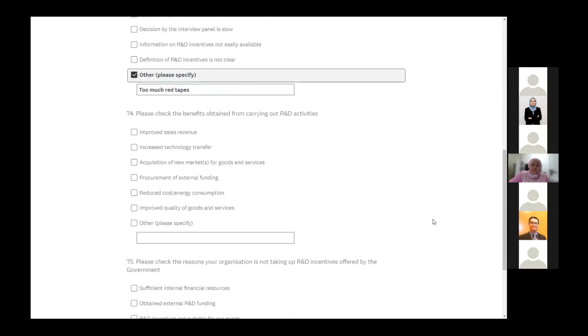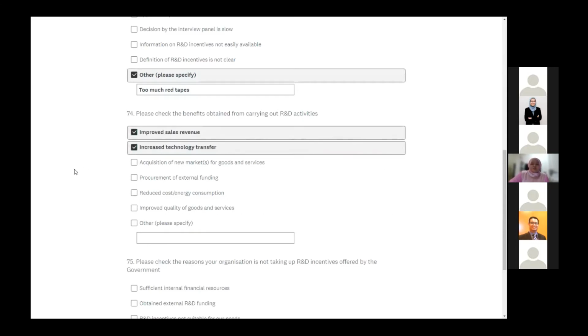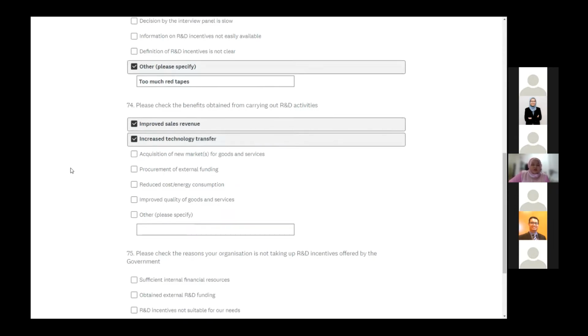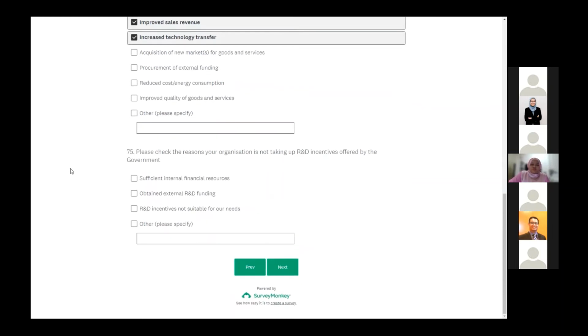So same, what were the benefits to your company? Maybe once you have done this research, there was an improving of sales revenue. Maybe there was a technological transfer, especially in companies which are manufacturing. We understand the R&D is quite vital in improving sales. But you can skip this question, like question 75, if you feel that you do not want to answer this, it's okay. We can skip this.